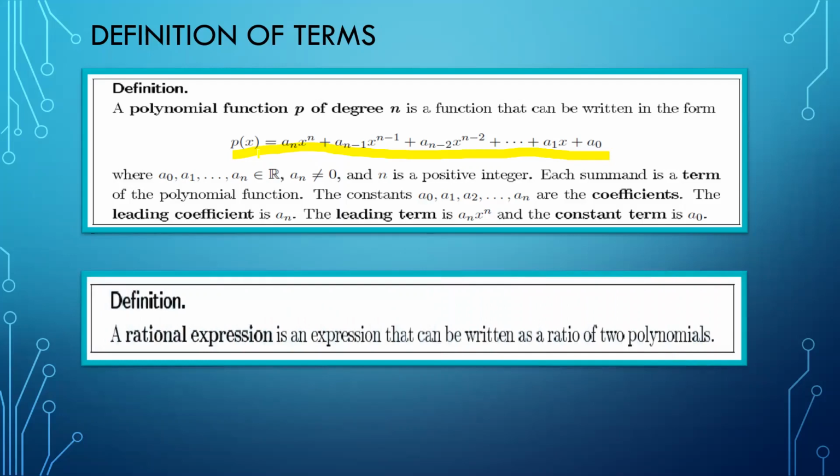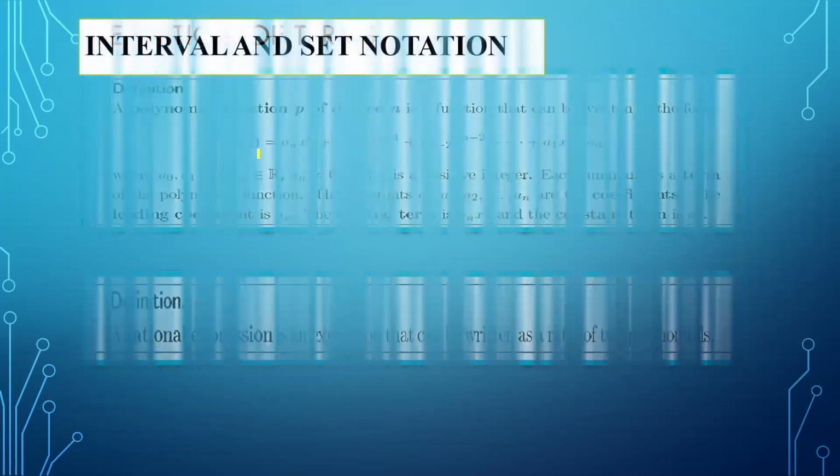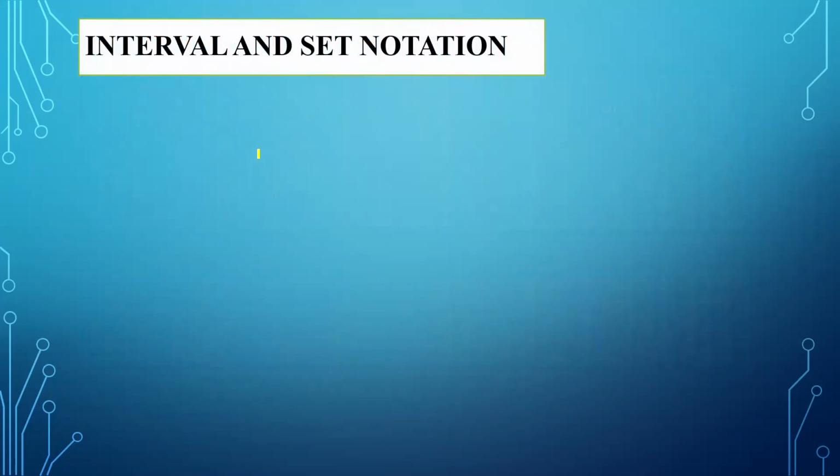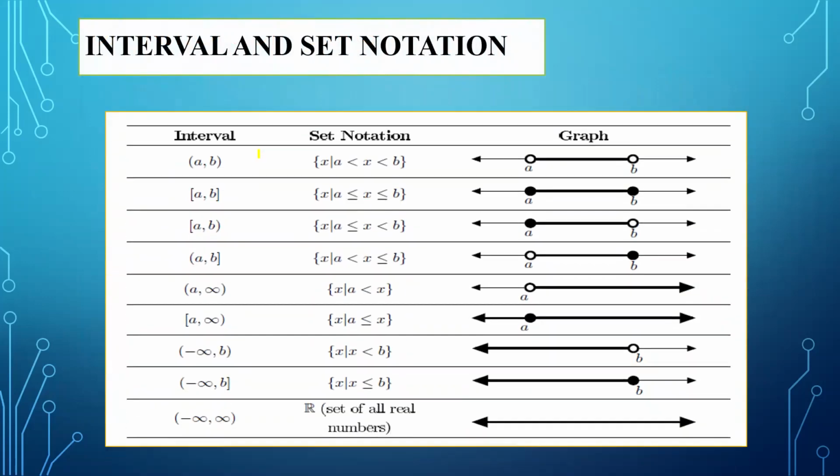Next, we have a rational expression. A rational expression is an expression that can be written as a ratio of two polynomials. Next, we have the interval and the set notation. You need to recall this interval, set notation, and the representation of the given interval.